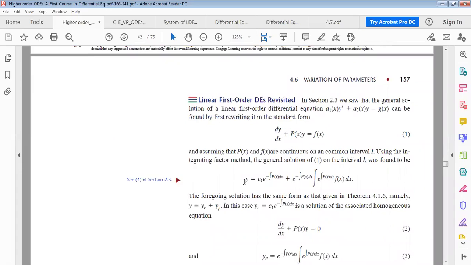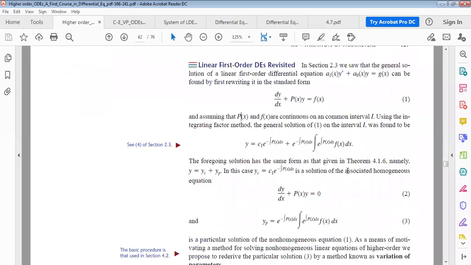Then the solution can be found: y equals c1 e to the power of minus the integral of P(x) dx, plus the particular part. The integrating factor will be what? The coefficient of the dependent variable, right? This is the solution we can find. The foregoing solution has the same form as before. Namely, after solving a linear differential equation of first order, the solution was y equals the complementary function yc plus the particular integral for the right hand side.